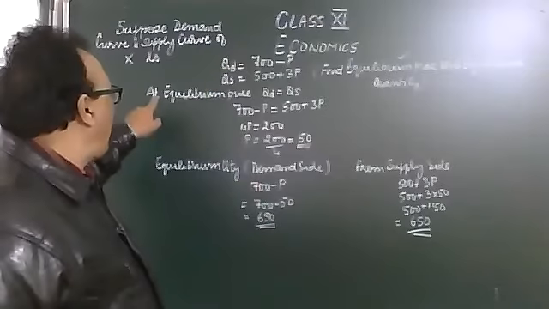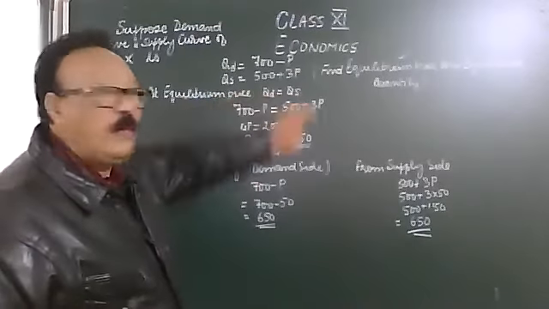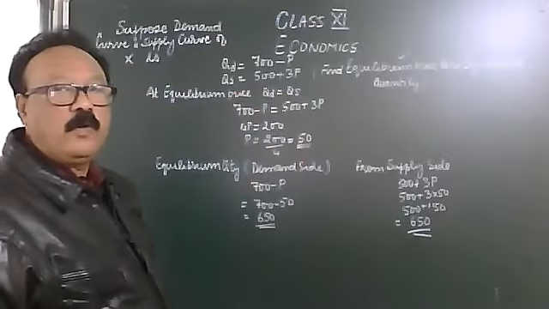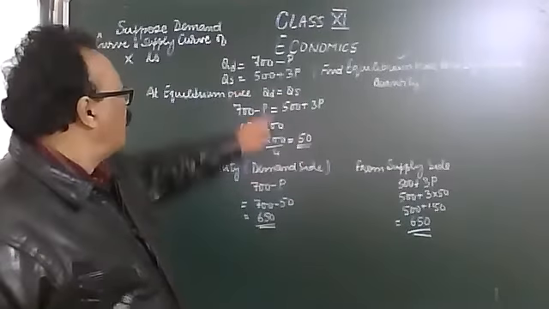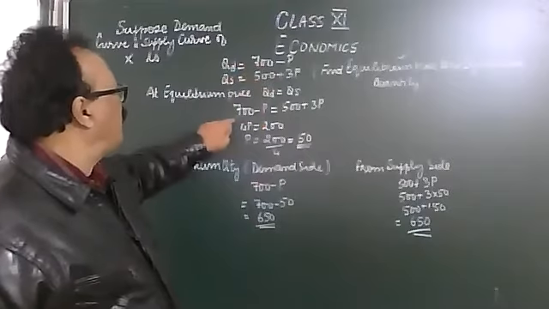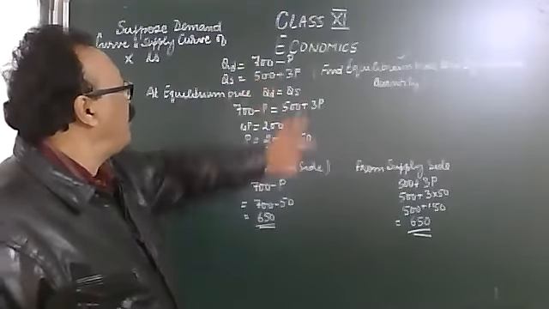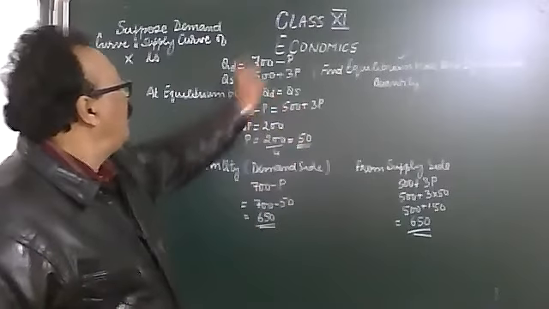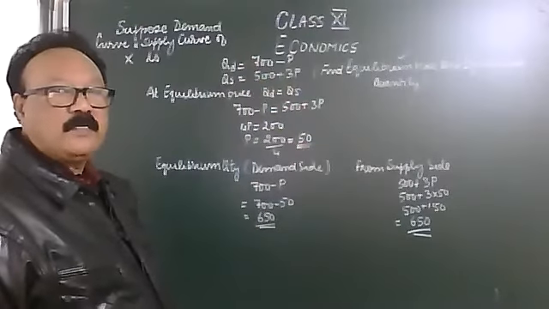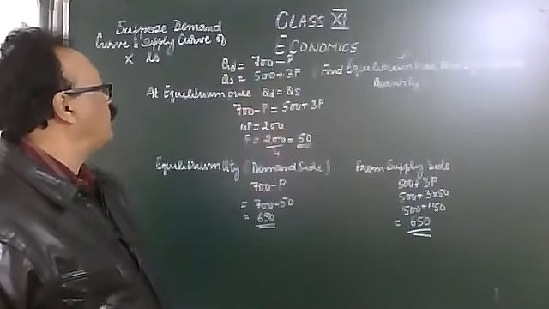So for finding an equilibrium price, what do we know? Demand is equal to supply. Quantity demanded is equal to quantity supplied, then there will be an equilibrium. So QD is given, substitute those values here, 700 minus P. QS is given, 500 plus 3P. How do we get 3P? 3P comes this side, plus 4P is equal to 700 minus 500, which is equal to 200.